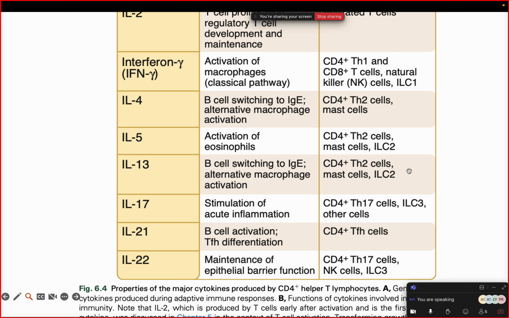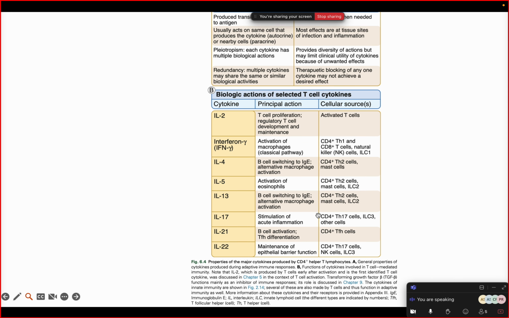For IL-13 it will be CD4 positive, Th2 mast cells and ILC2. When we talk about IL-17, it is basically doing stimulation of acute inflammation. CD4 positive Th17 cells, ILC3 and other cells are their sources. For IL-21, B cell activation and TFH differentiation. Okay, so CD4 positive TFH cells. IL-22, that is maintenance of epithelial barrier function, CD4 positive Th17 cells, NK cells and ILC3.